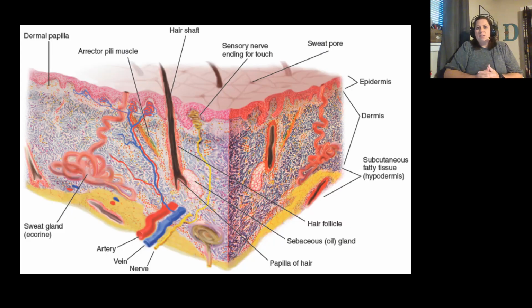So guys, if you take a look here, you can see the layers. The epidermis is the outermost layer. Then you have the dermis. Now guys, the dermis is a form of connective tissue. So the epidermis is epithelial tissue. The dermis is connective tissue. And then you have the subcutaneous or kind of fatty layer underneath, which sometimes is also called the hypodermis.